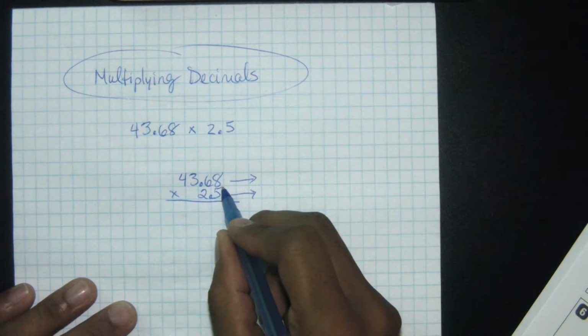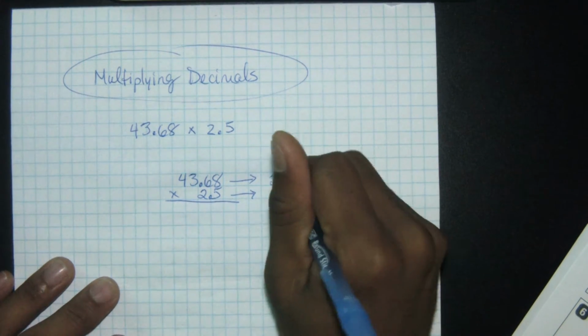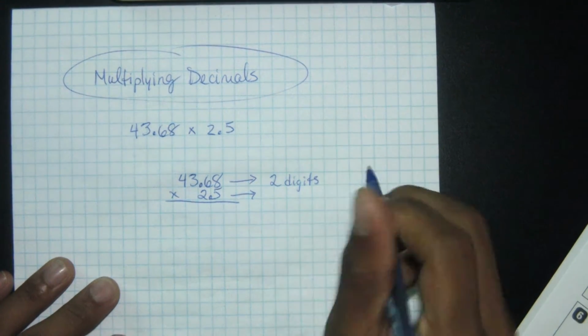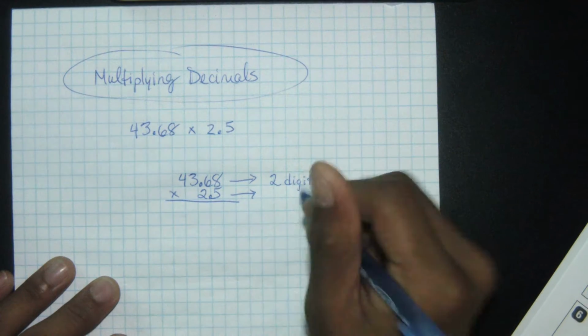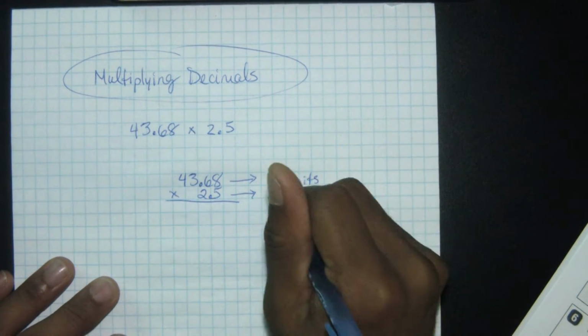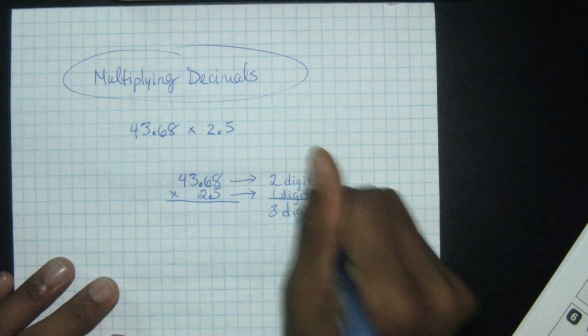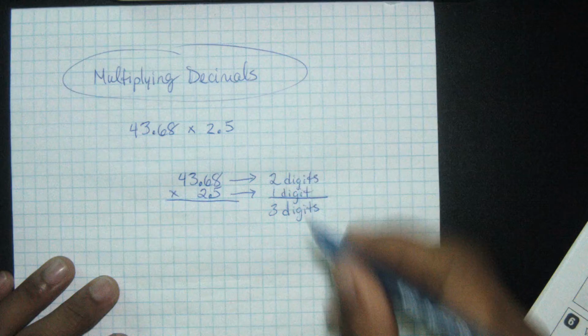So for that first number, how many digits are after the decimal? 2. Okay, so 2 digits. How many digits after the decimal here? 1 digit. So our final answer has to have a total of 3 digits after the decimal. Okay? So let's go ahead and multiply now.